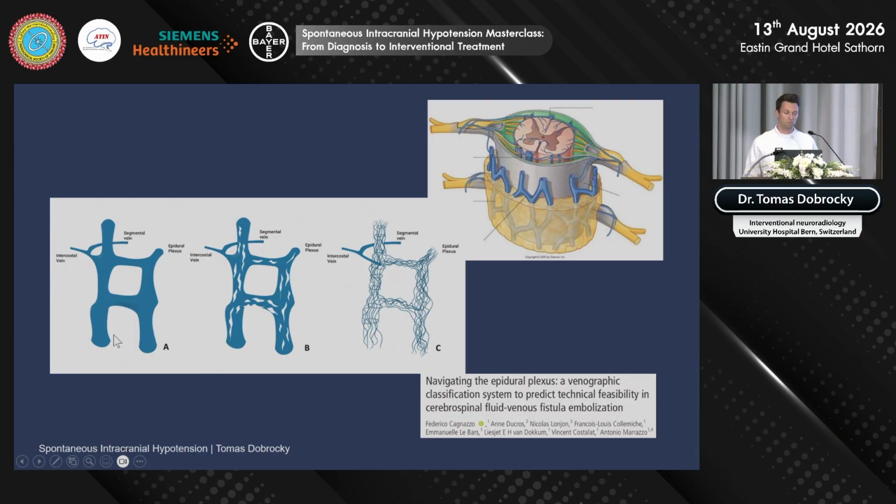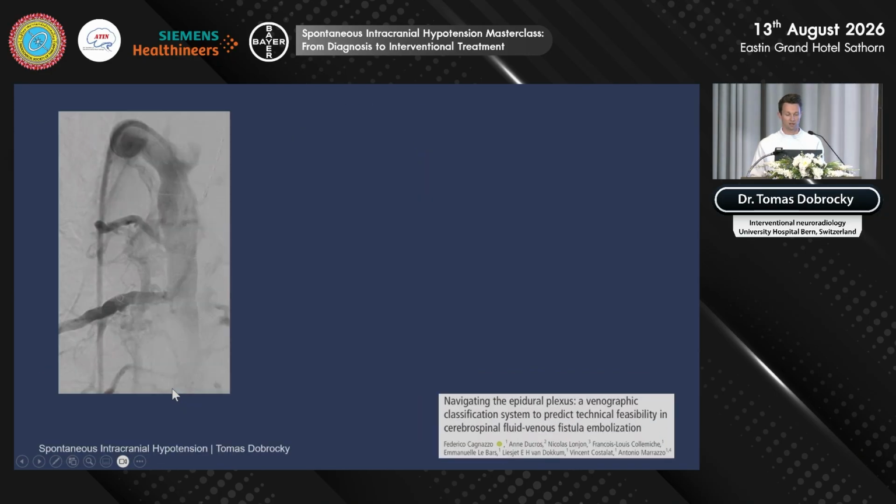This very much depends on the anatomy of the epidural plexus. This is some great work from Federico Cagnazzo from Montpellier, where he shows that most patients have an epidural plexus which allows you to navigate your microcatheter. However, on occasions, the structures of the epidural plexus might be so small and tiny that you're actually not able to navigate your microcatheter. However, in most patients, we see the type A and type B, which allows us to actually navigate there quite easily.